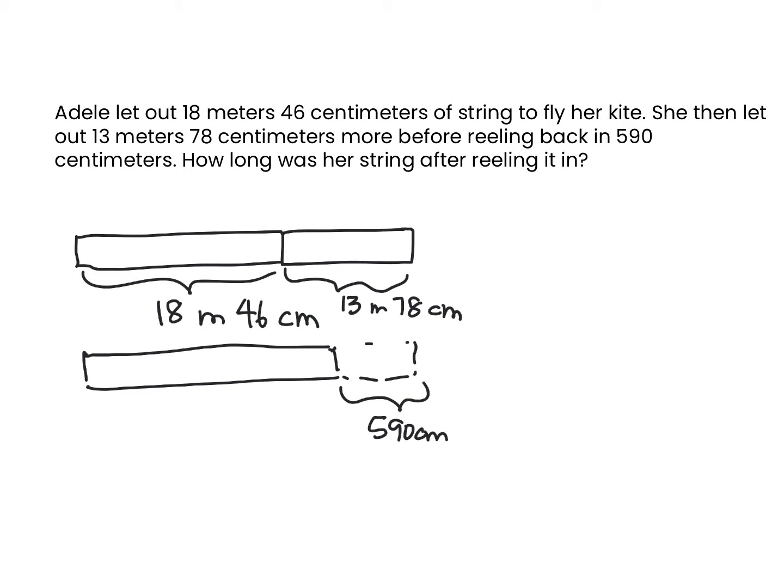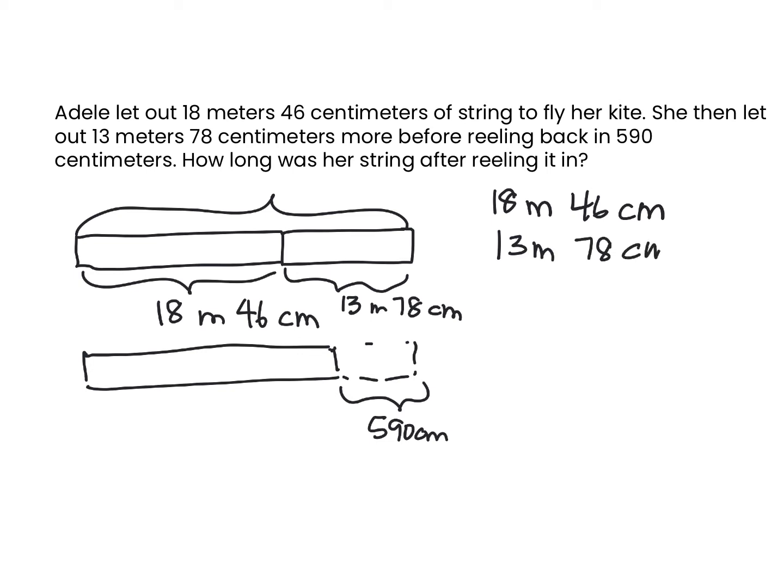So our first step, we need to find our total because we know the two parts. And so let's find our total. When we want to find a total, then we're going to go ahead and add. So let's do that. We've got 18 meters, 46 centimeters, and 13 meters, 78 centimeters. Let's leave it in this form and we can convert it after. So centimeters, we've got 6 and 8 being 14, 1 and 4 is 5, and 7 is 12. And then we have 31 meters.